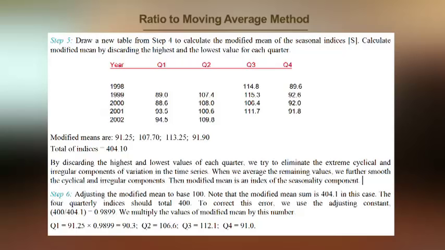This is 89, 88, 93, 94.5. The highest and lowest are eliminated here, the highest value and the lowest value. Highest is 94.5 and lowest is 88.6. Let us see what happens.